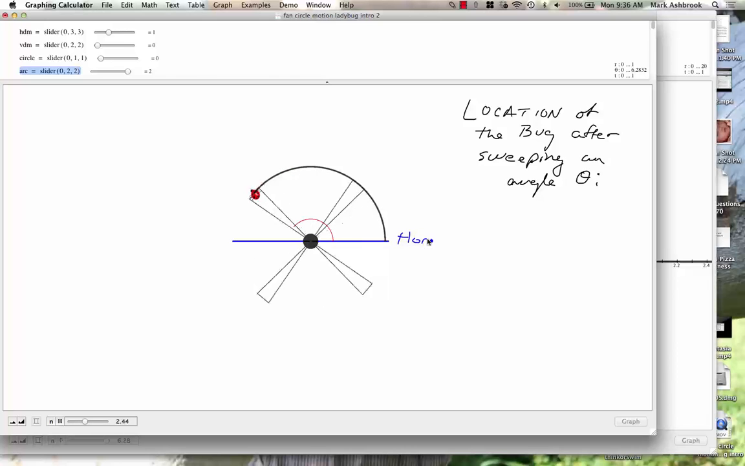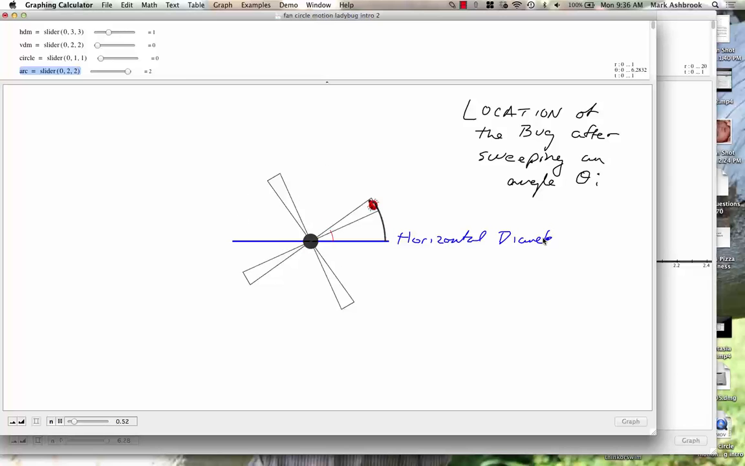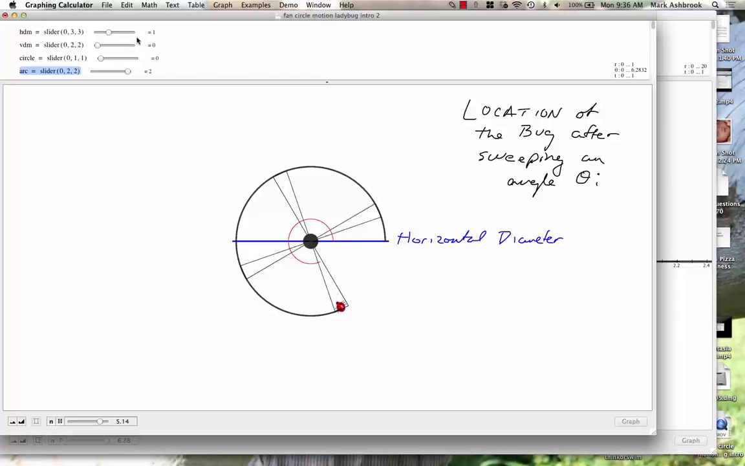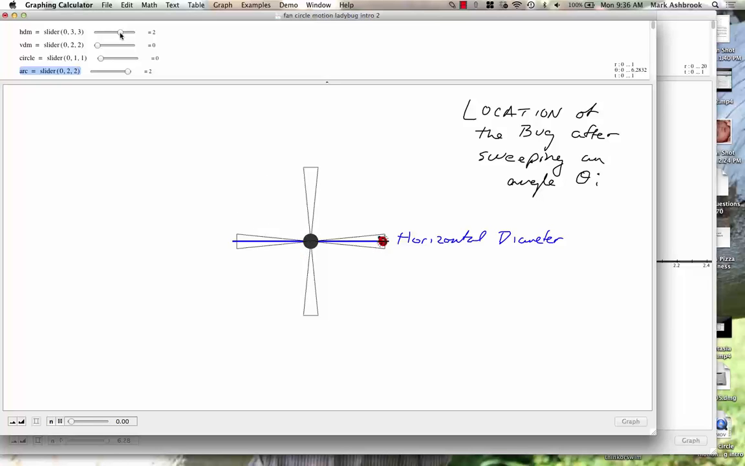So we call this the horizontal diameter. Okay, and so we're looking at, like you said, all right. You see that red line that I'm showing there? That's showing a vertical distance above the horizontal diameter.